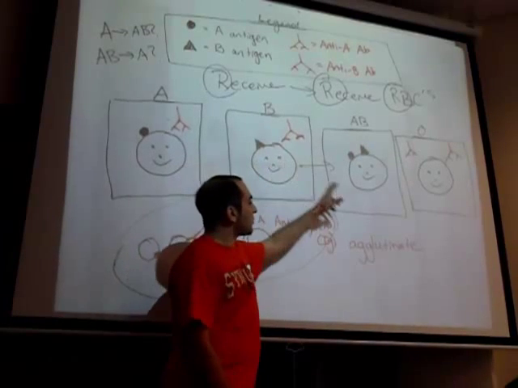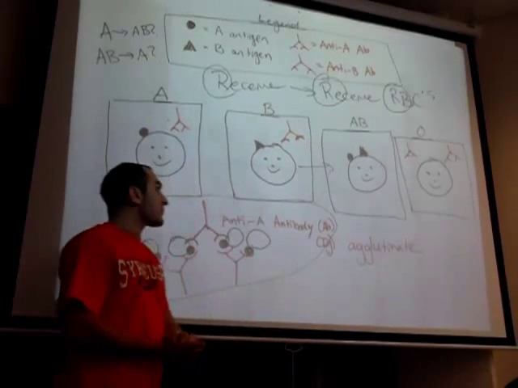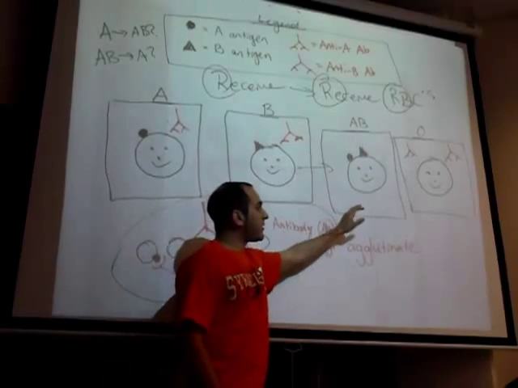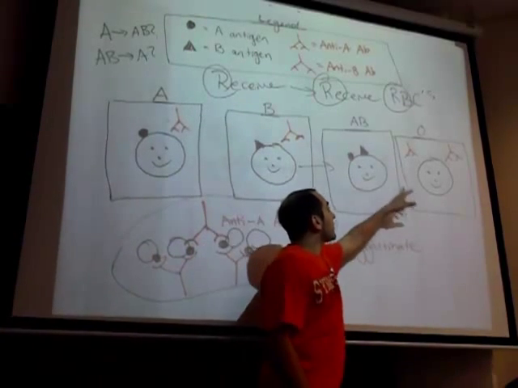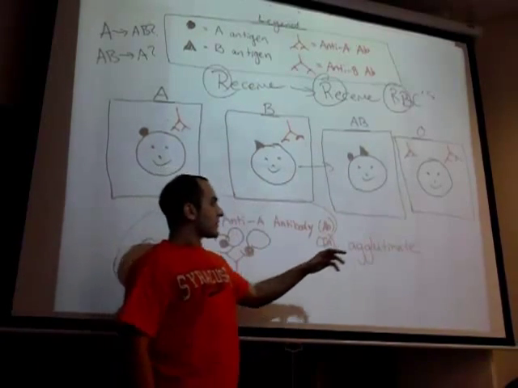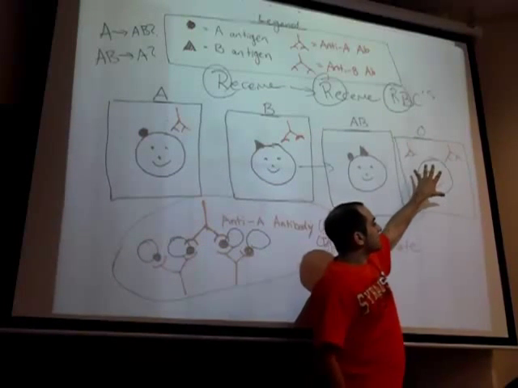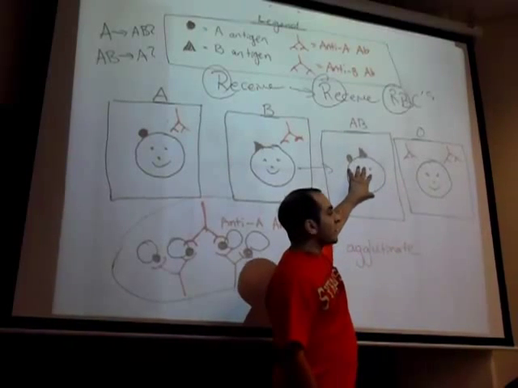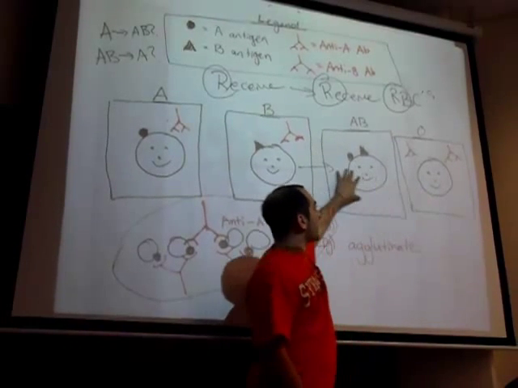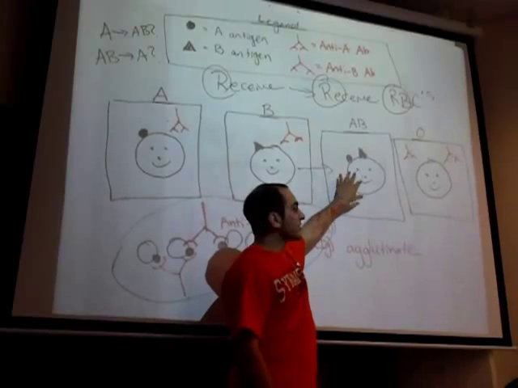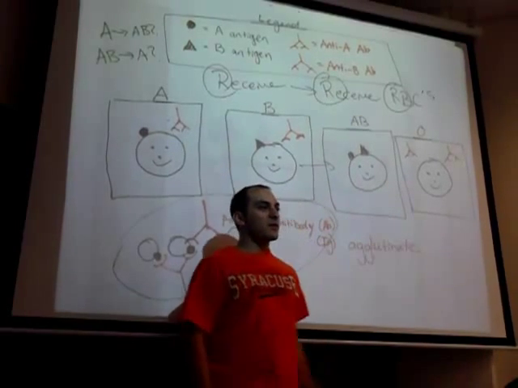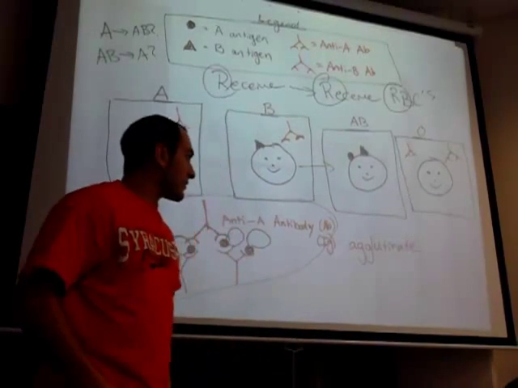What do we say? Can B donate to AB? Can A donate to AB? Can O donate to AB? What's going over from here? This guy, right? He's going over here. So is there any problem when he comes over here? No. So AB is now the universal recipient.